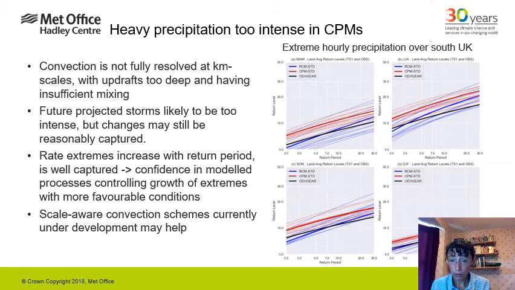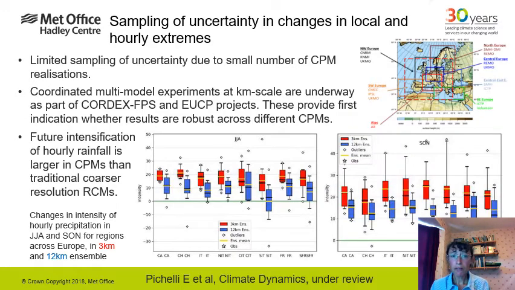But I should say there's quite a lot of work going on to develop scale-aware convection schemes, as they're termed, to improve schemes that will help us to address some of these biases in these models. Due to the fact that we only have a small number of realisations, because these climate change models are very expensive, we have a really limited sampling of uncertainty. As I said, in UKCP we have this first ensemble of 12 members, but also there's other work going on to complement that as part of the Cordex, FPS and EUCP projects, where we're starting to provide an indication of to what extent these results are really robust across different models.